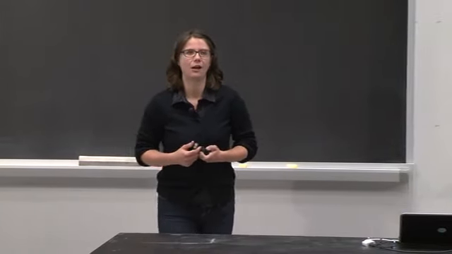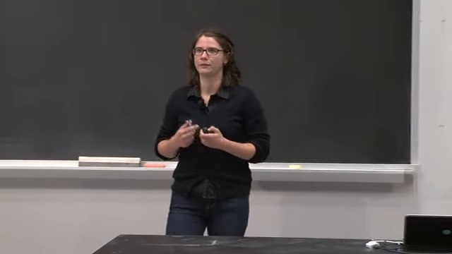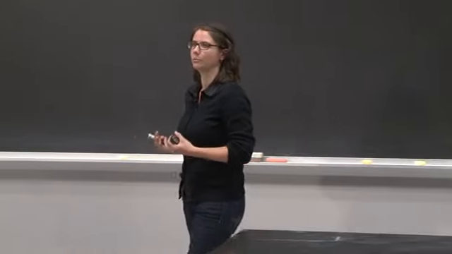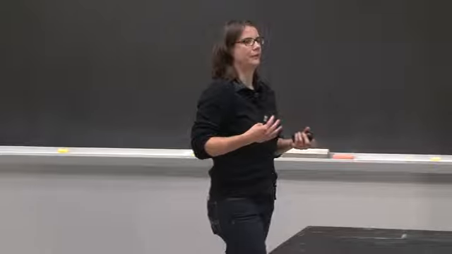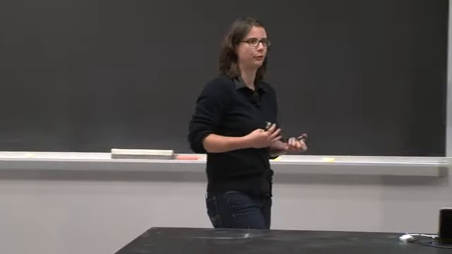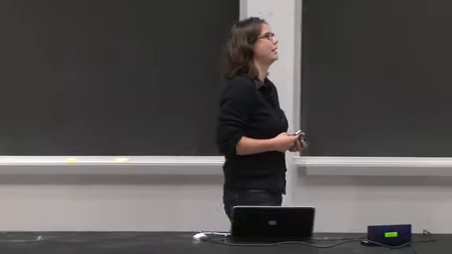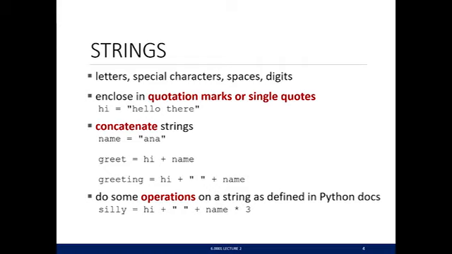So strings are a new object type. We've seen so far integers, which were whole numbers, floats, which were decimal numbers, and booleans, which were true and false. So strings are going to be sequences of characters. And these characters can be anything. They could be letters, digits, special characters, and also spaces. And you tell Python that you're talking about a string object by enclosing it in quotation marks.